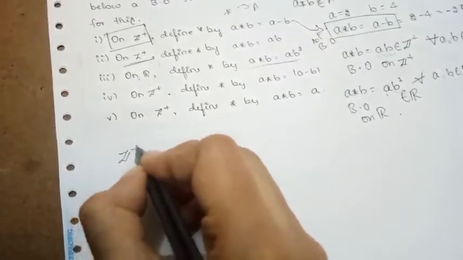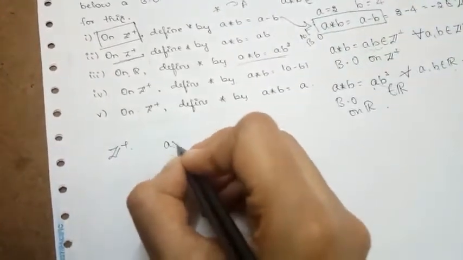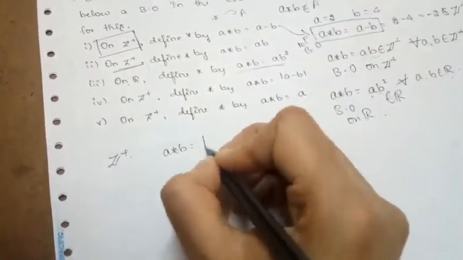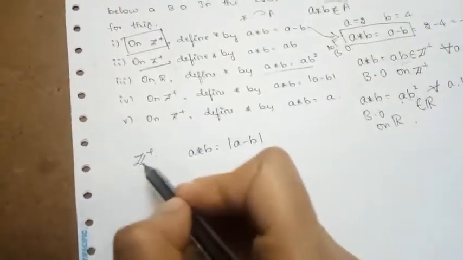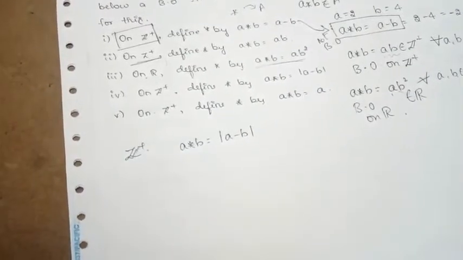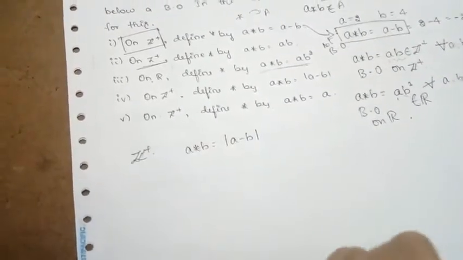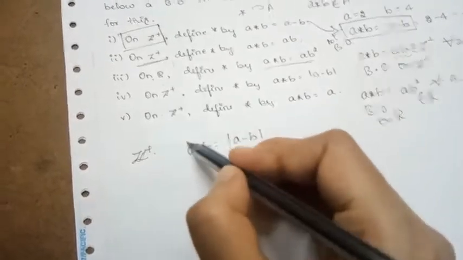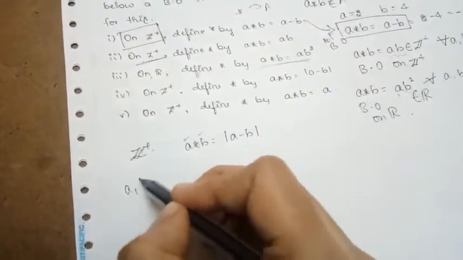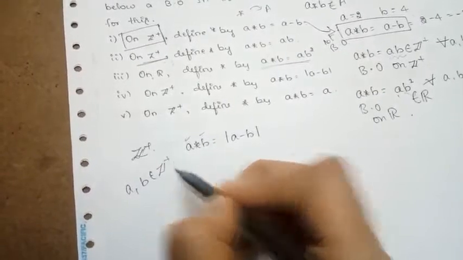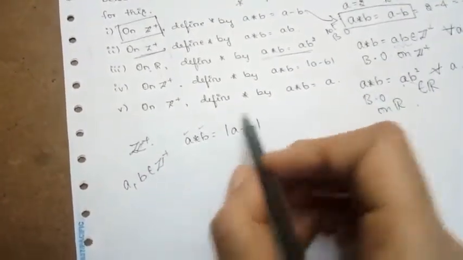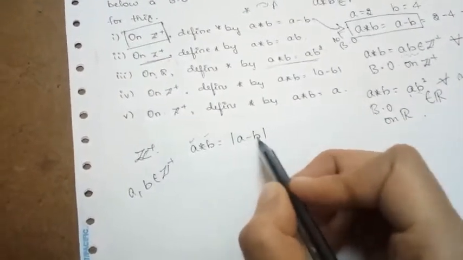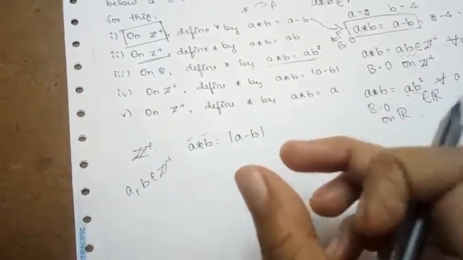So the next one is upon the set of positive integers. How is our A star B defined? It is nothing but modulus of A minus B. Again here it is defined upon the set of positive integers. So A and B are going to belong to the set of positive integers. Whatever value you take here for A and B, if A is smaller and B is greater, we are going to get a negative value.